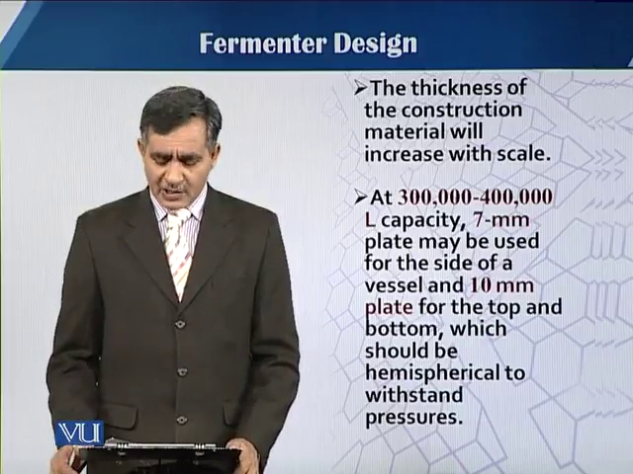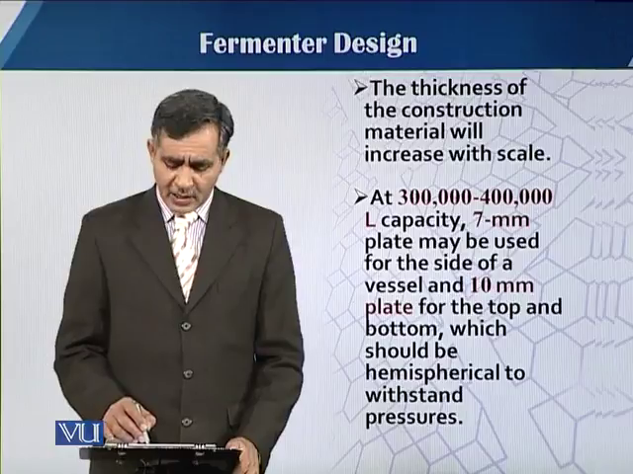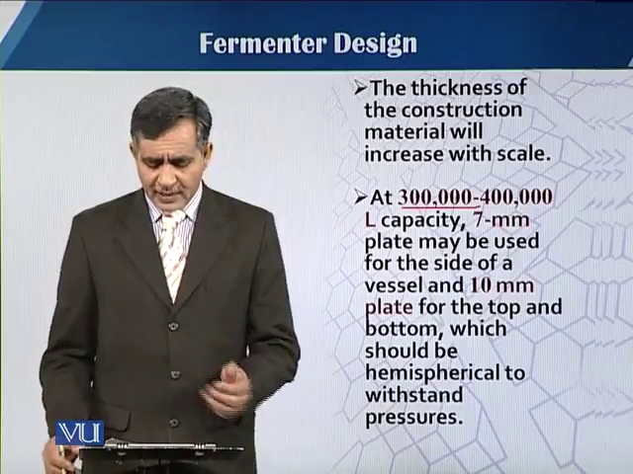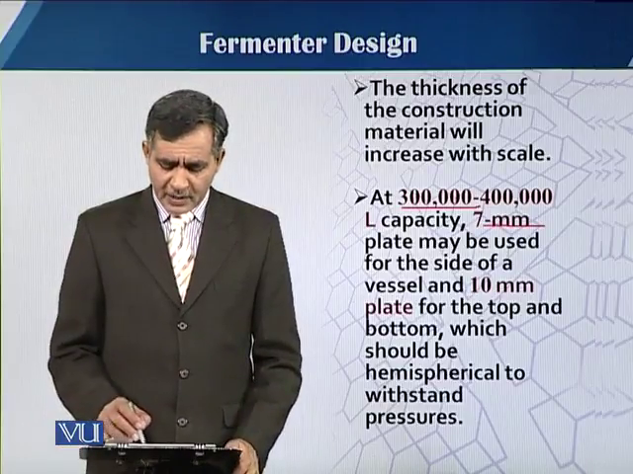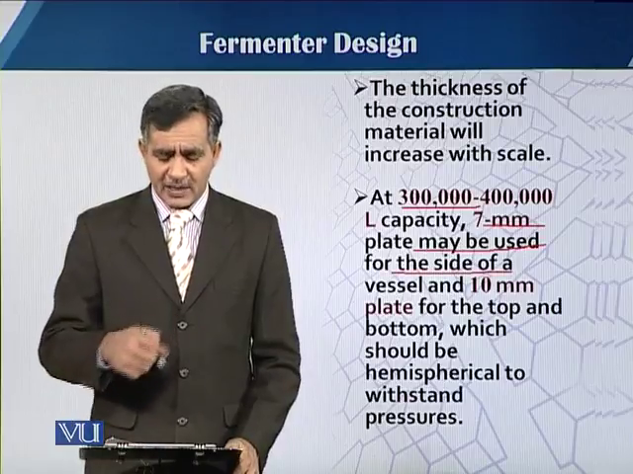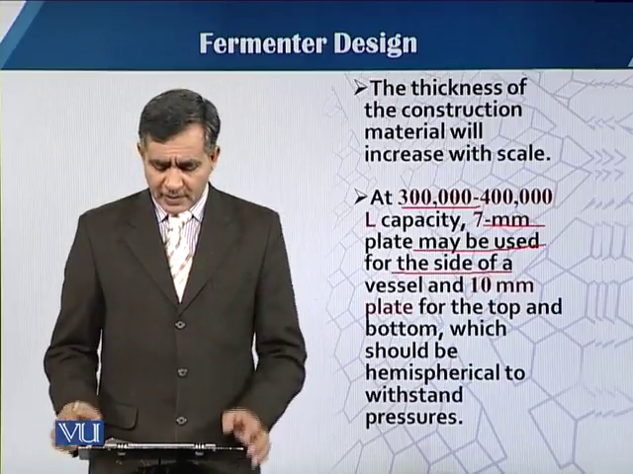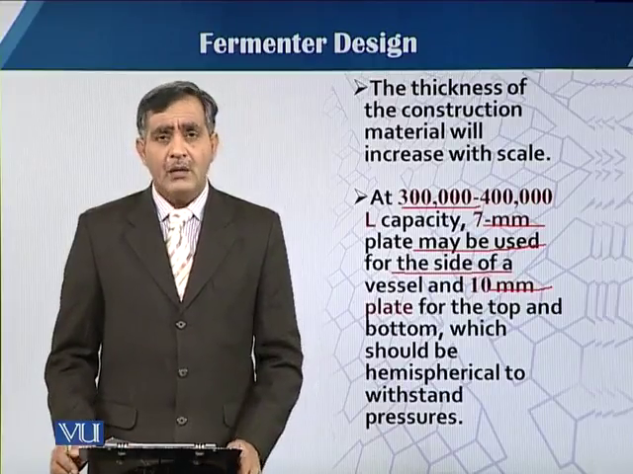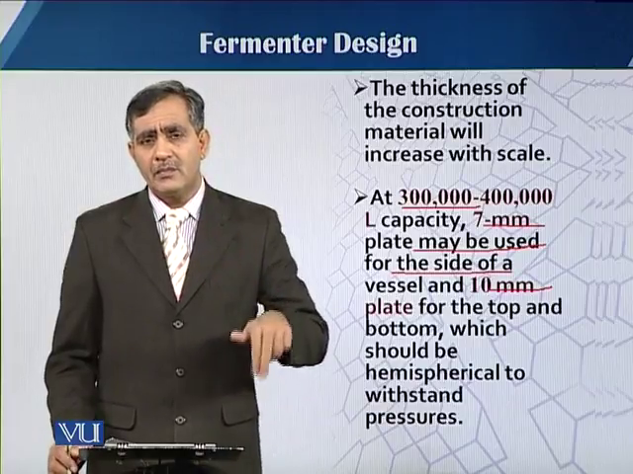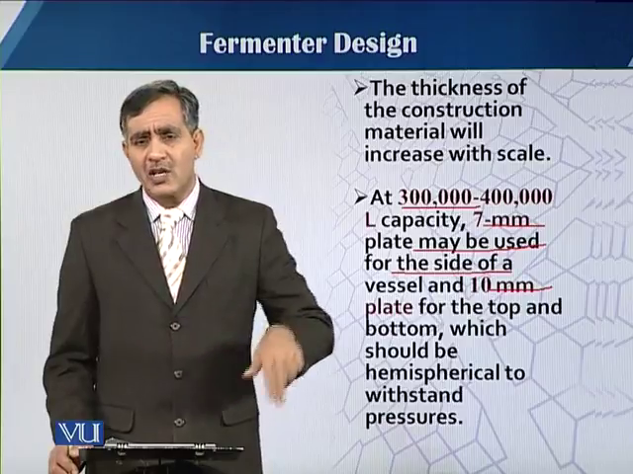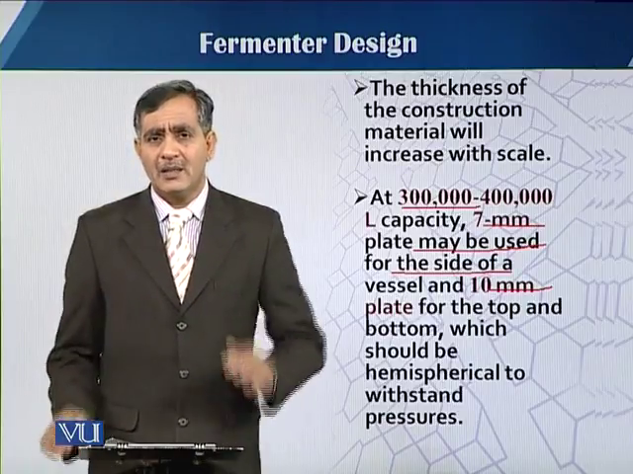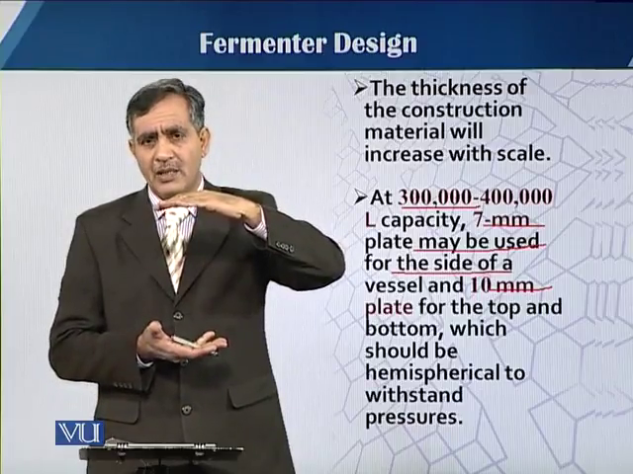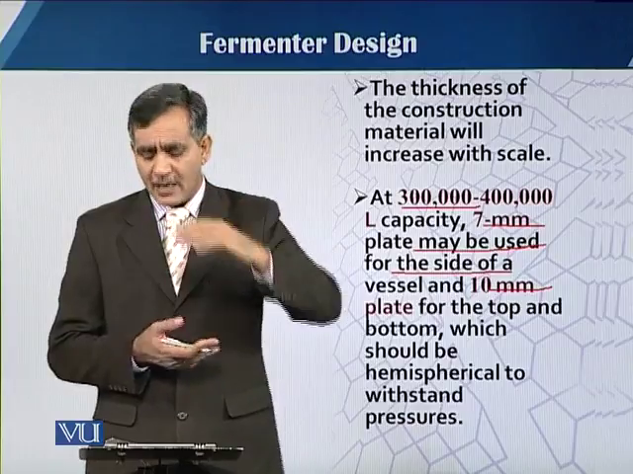As reported in the literature, when we talk about a fermenter having 3 lakh to 4 lakh liter capacity, a 7 mm plate may be used for the side vessel. But as concerned the top plate, that is 10 mm. So a 7 mm plate is used for constructing the side walls, but the top plate and the bottom plate mostly have a thickness of 10 mm.